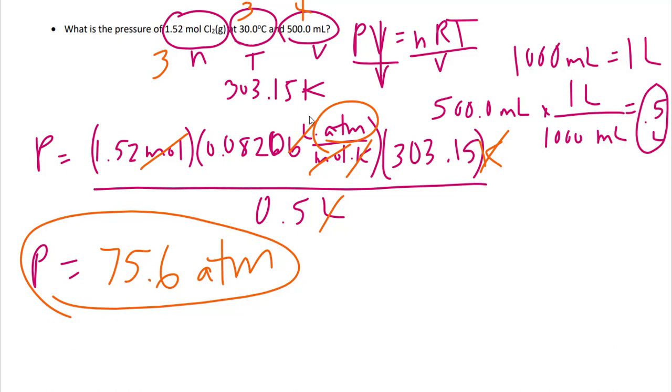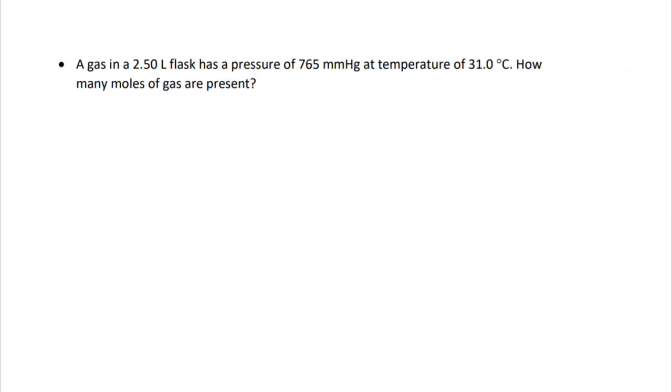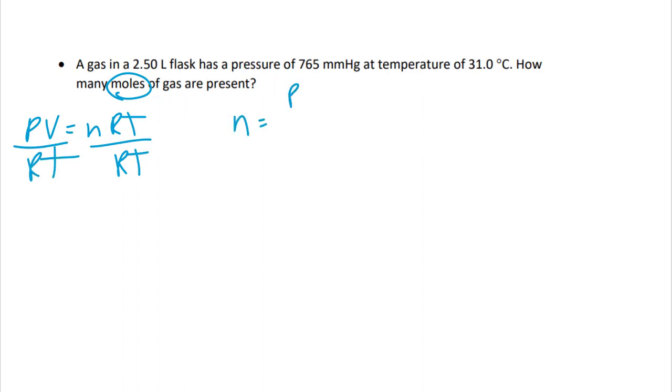All right, let's do one last practice problem. And this one wants us to find how many moles. So it needs me to find N. So if I say PV equals nRT, remember to have N by itself, I got to get rid of RT. So N is equal to pressure times volume over R times T.